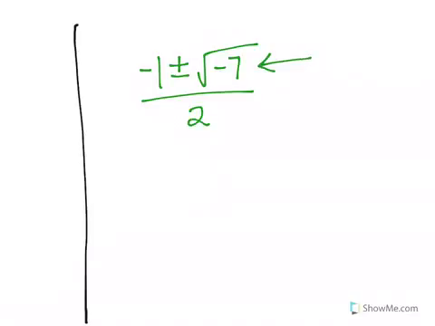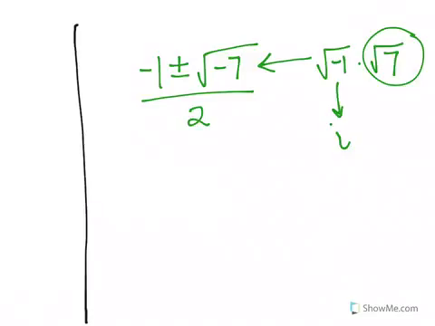Let's make sure that we get that imaginary value out of there. So we have negative 1 plus or minus square root of negative 7 divided by 2. We can change this radical to the square root of negative 1 times the square root of 7. 7 can't be factored, so we're going to leave it as that. But negative 1 becomes i. So we can rewrite this as x equals negative 1 plus or minus i radical 7 divided by 2.